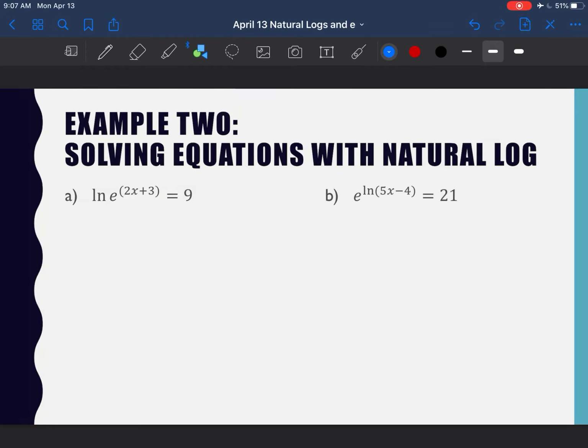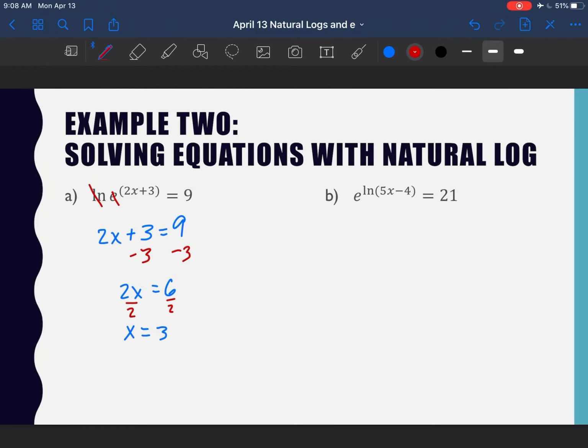We're going to use the same property in order to solve equations. Pretty simple. Again, as long as e and ln are directly next to each other, nothing in between, then they cancel out. So the first one, I have ln e to the 2x plus 3 equals 9. Again, they are side by side, nothing in between, so you can cancel them out. You're just left with 2x plus 3 is equal to 9. And then easy equation to solve. Minus 3, you get 2x is equal to 6. Divide both sides and you get x is equal to 3.